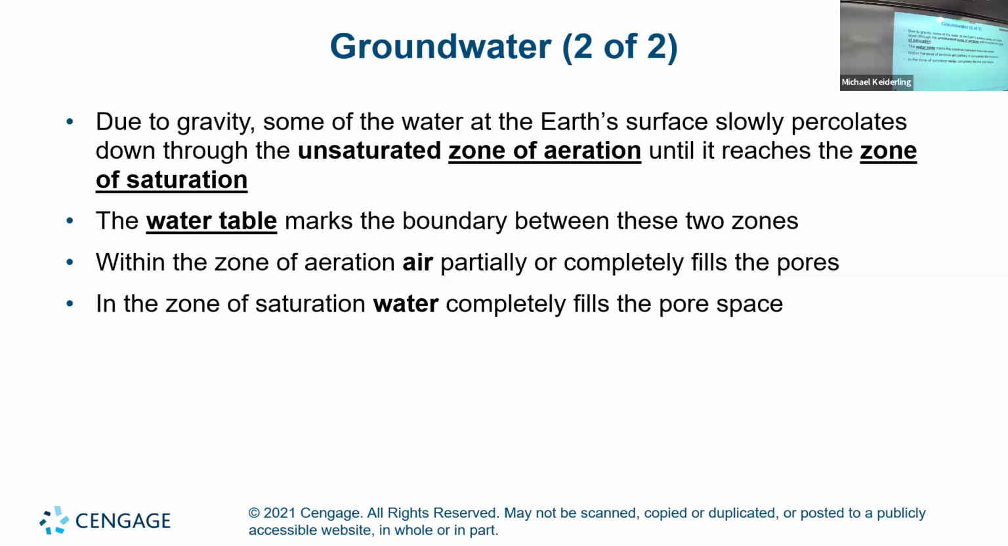of water. Due to gravity, some of the water at the Earth's surface will slowly percolate through the unsaturated zone of aeration until it reaches the zone of saturation. And the boundary between these two zones is the water table. If you want to find the water table, basically you dig down until your hole fills with water naturally. Within the zone of aeration, air partially or completely fills the pores. Within the zone of saturation, water completely fills the pore spaces.